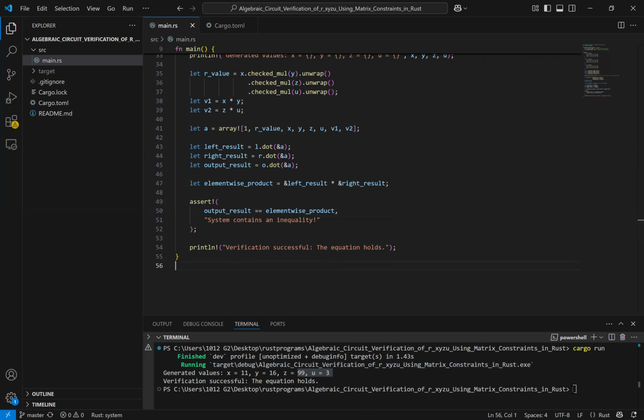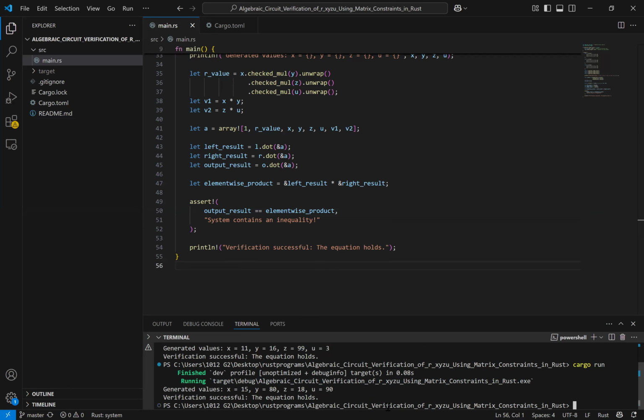And of course, if you ask this guy to give you other values, he will be able to give you different values, because he's trying to hide R, so he cannot give you the exact values. So every time you ask for values, it's generating different values. This time it has given us X as 15, Y as 80, Z as 18, and U as 90. You ask for another value, and again, it gives you other values, because it's trying to hide exact values. You can never know what the exact values are, because it's just randomly generating those values.